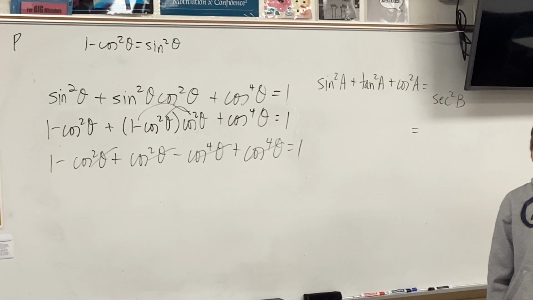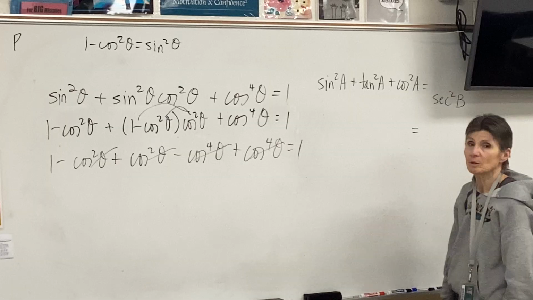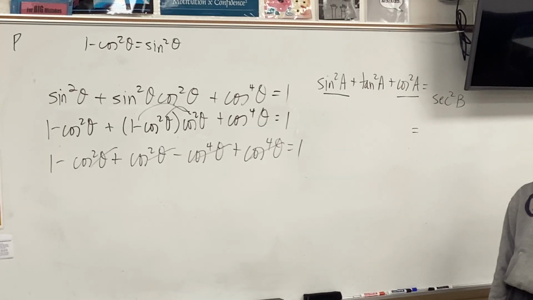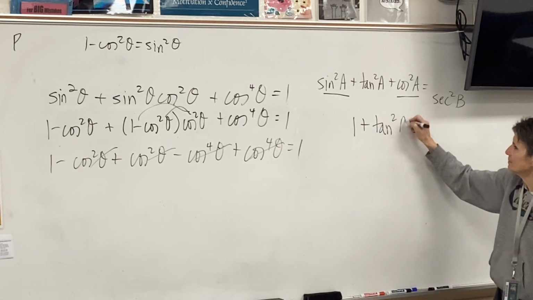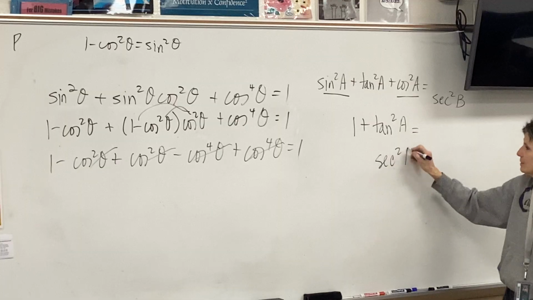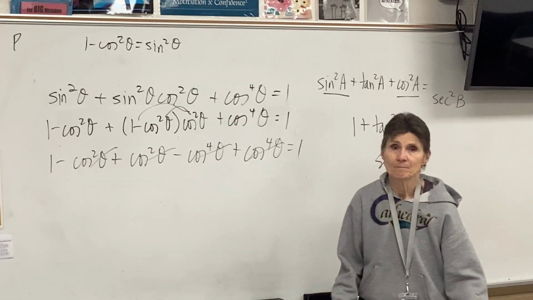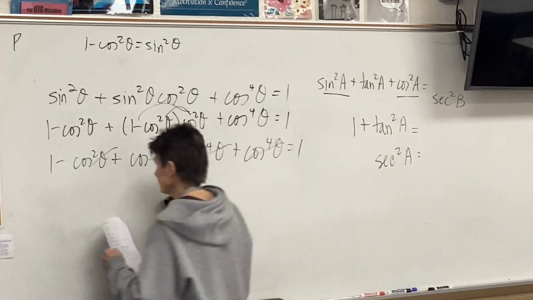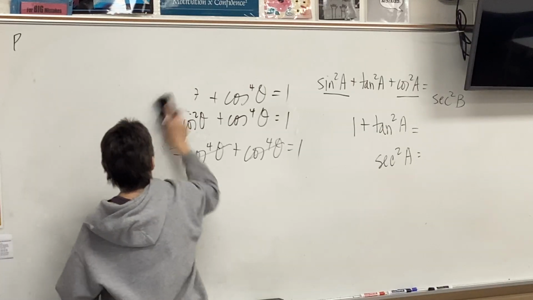If you say that problem out loud, something will occur to you. Sine squared plus tangent squared plus cosine squared. Sine squared plus cosine squared is 1. And 1 plus tangent squared is secant squared. Done. So easy if you pay attention to your identities, your formulas on your reference sheet.